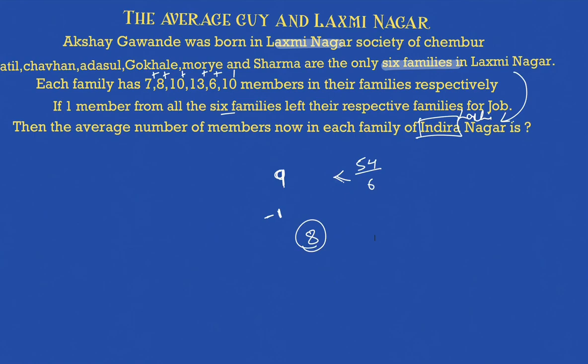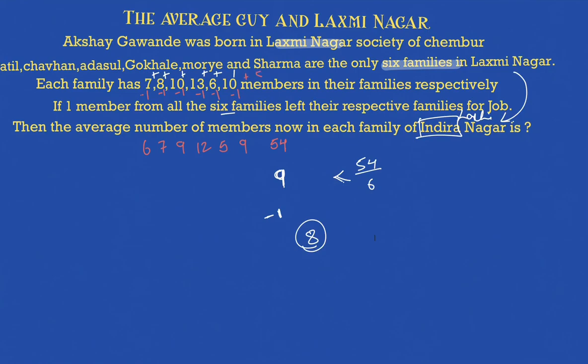Okay, if you're still not able to visualize, do this. 7 minus 1, so 6 members are left here. 8 minus 1, 7 are left here. 10 minus 1, 9 are left here. 13 minus 1, 12 are left here. 6 minus 1, 5 are left here. 10 minus 1, 9 are left here. So you got the total as what? 54. Now what will you subtract from 54?